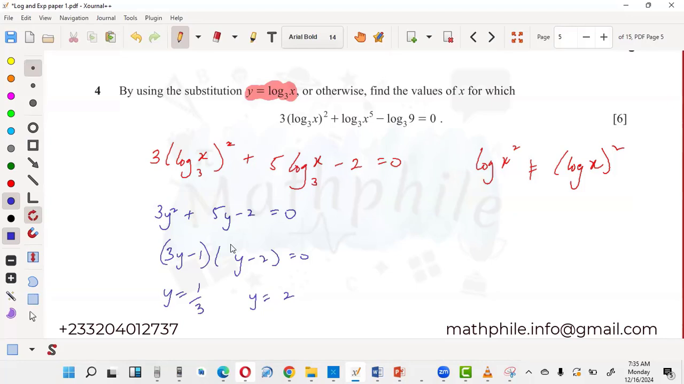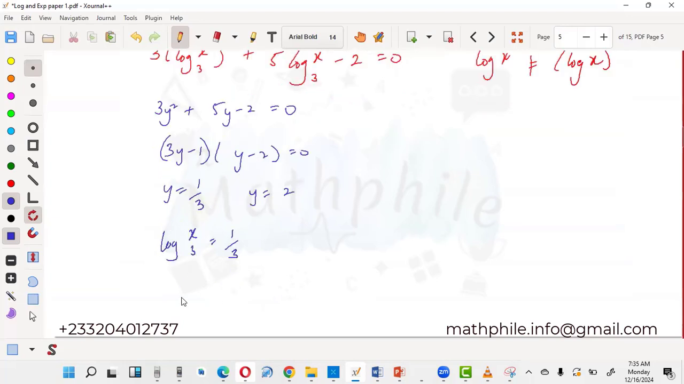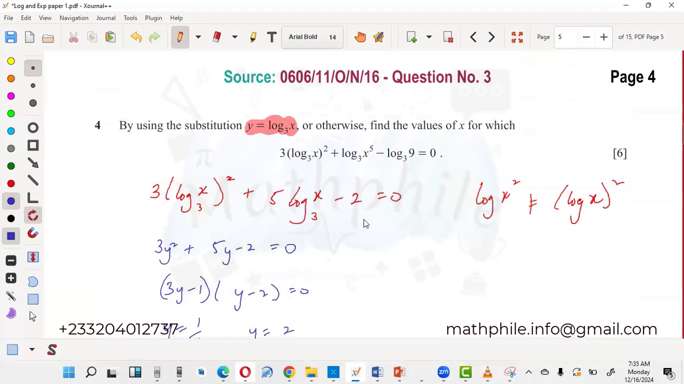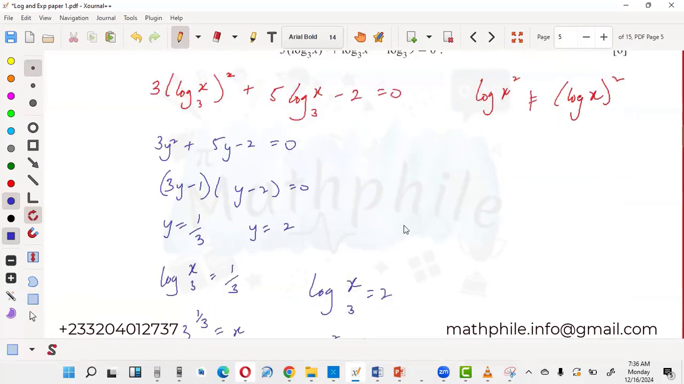We are finding x, so we can do the back substitution. So the back substitution would be: log x base 3 equals 1 over 3. So 3 raised to the power 1 over 3 equals x. Then log x base 3 equals minus 2. Then 3 raised to the power minus 2 equals x. So we've got x to be equal to the cube root of 3. Then x is equal to 1 over 9. Okay. So both of them are positive, so we are good to go. We don't really need to do any testing. So, can I continue? Yes, please.